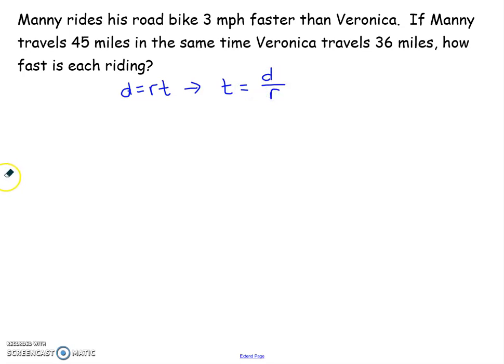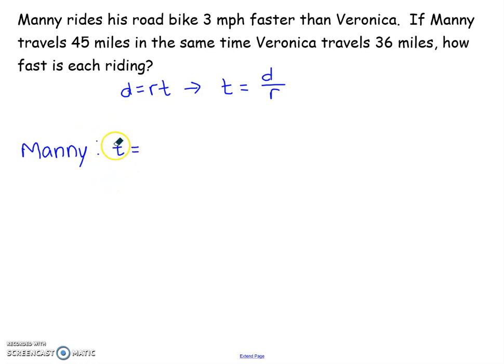Okay, so we have two people. We have Manny and we have Veronica. So there are two fractions we have to set up, and there are two different ways you can do it. So for Manny, we need his time formula.